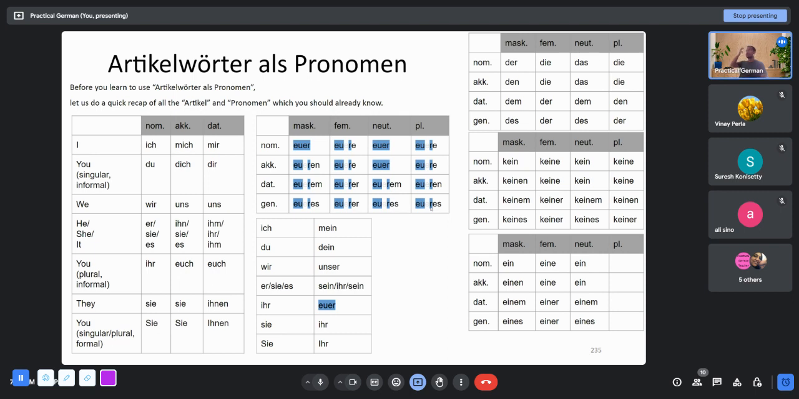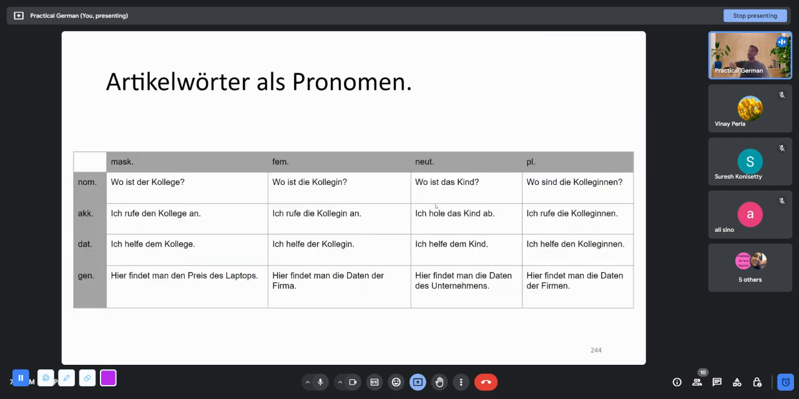So you know all this, right? We covered articles. We covered the pronouns, then the definite articles, indefinite articles, Negationsartikel. We also covered the possessive article here. Be careful, eurer. Let us talk about how to use articles as pronouns.